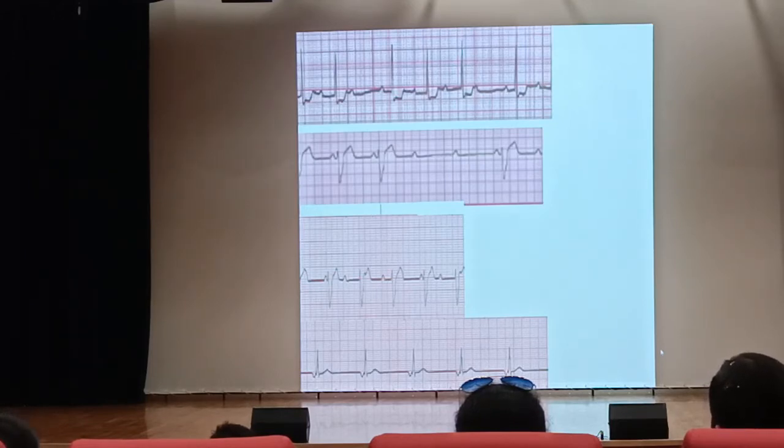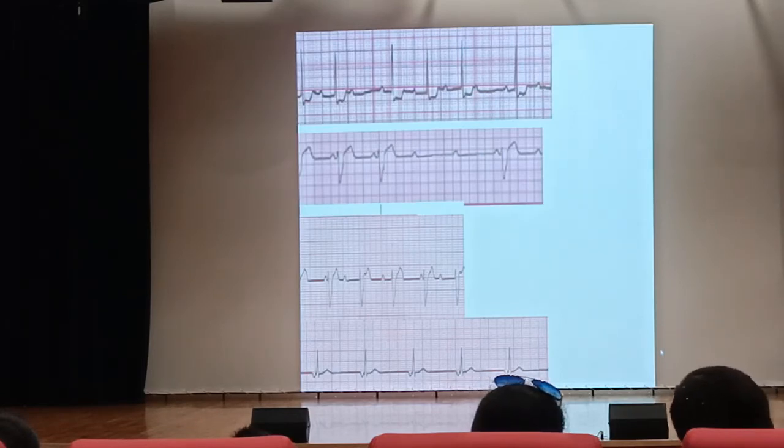suggestive of complete heart block, because it is totally chaotic. P wave is coming off on its own, QRS complex is coming off on its own. There is no integration between the P wave and QRS complex. And anybody wants to comment on this, the last ECG? What was the last ECG? Anybody from the back?